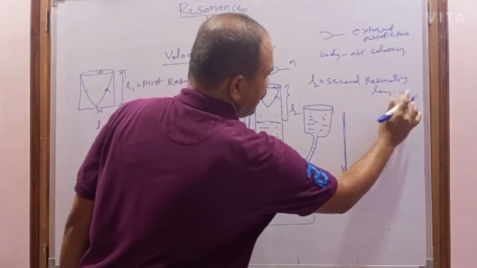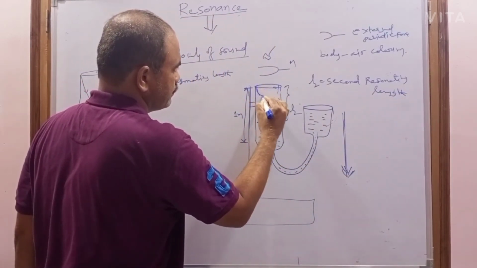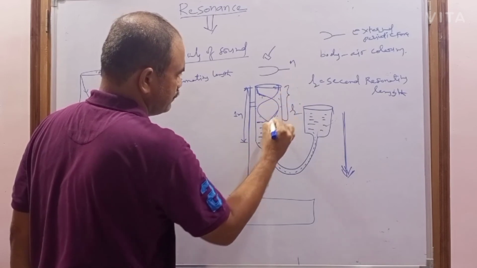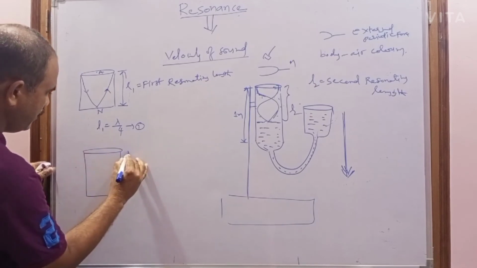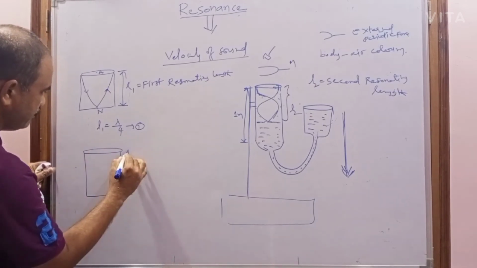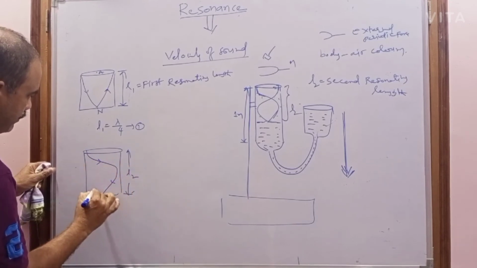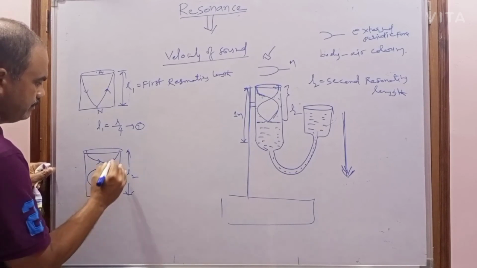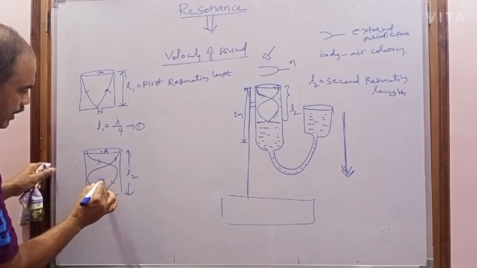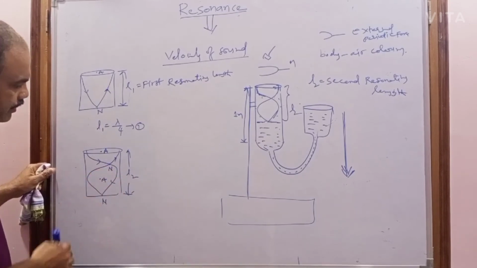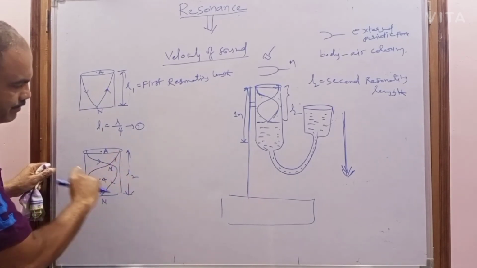Now the stationary wave in the second resonating length is formed like this. This is L2. This is the incident wave, and this is the reflected wave. The open end is an antinode and the closed end is a node. With how many antinodes? 2 antinodes and 2 nodes are formed. So what is the length in terms of lambda?